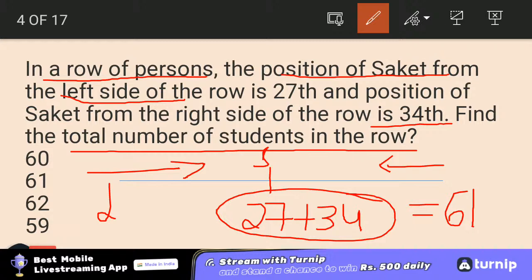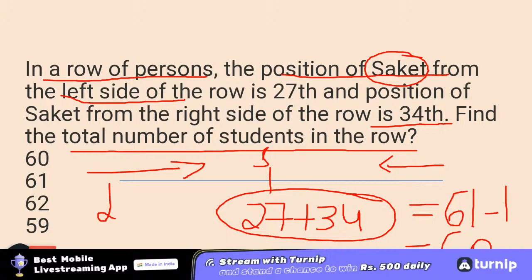बट हेयर साकेत पोजिशन हैज़ बीन काउंटेड ट्वाइस. मैंने अभी आपको समझाया साकेत को हमने स्टार्टिंग से 27th लिया है और साकेत को ही हमने 34th राइट साइड से लिया है. तो साकेत की पोजिशन 2 बार काउंट हुई है. सो 61 माइनस 1 दैट इज 60. So how many students are standing in the row? So there are 60 students who are standing in the row. Basically अगर आप एक पर्टिकुलर पर्सन या पर्टिकुलर ऑब्जेक्ट की पोजीशन बता रहे हैं तो आपको चेक करना है कि आपने उसे 2 बार काउंट ना किया हो.